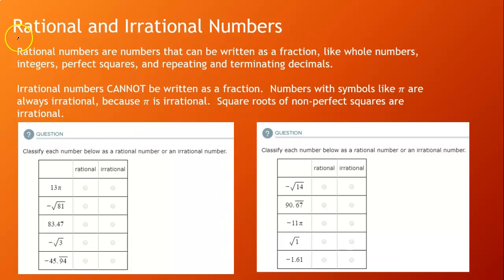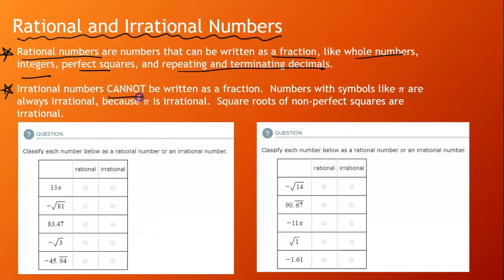All right, top of the next section, I want you to write rational and irrational numbers. Rational numbers are numbers that can be written as a fraction. So we were working our way up to that on the last section. So I want you to write this down for yourself. Rational numbers are numbers that can be written as a fraction, and you might want to make a list for yourself. Whole numbers, integers, perfect squares, and repeating and terminating decimals are all rational.